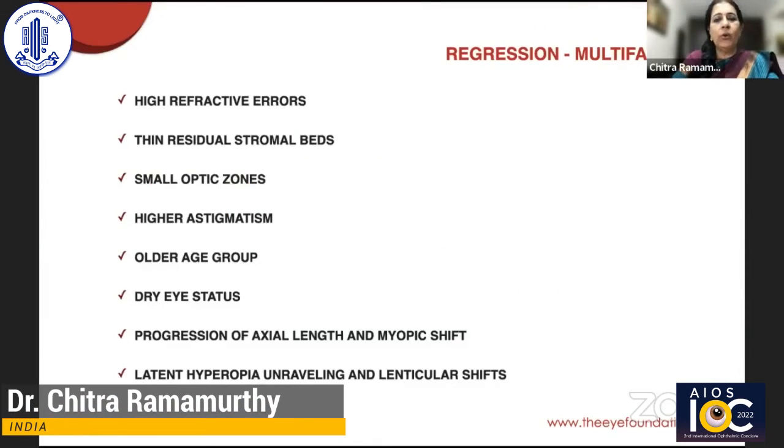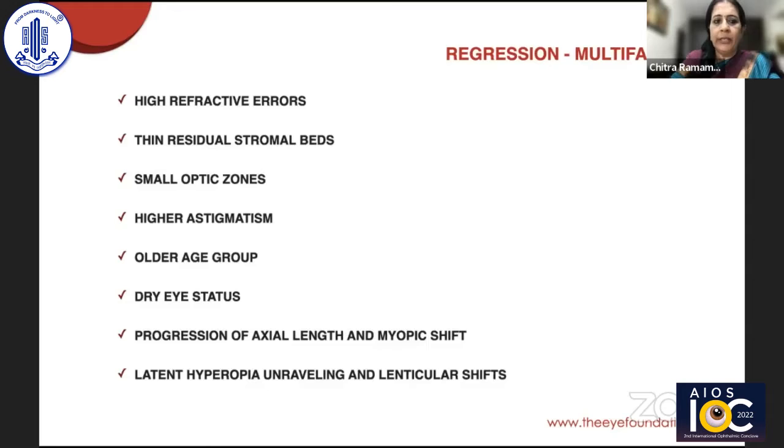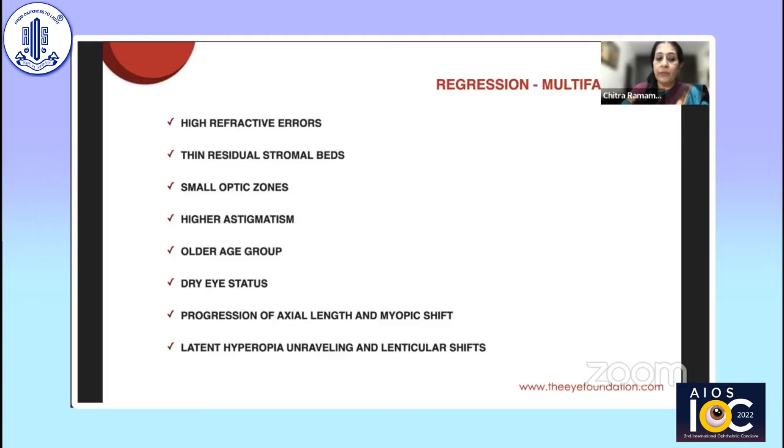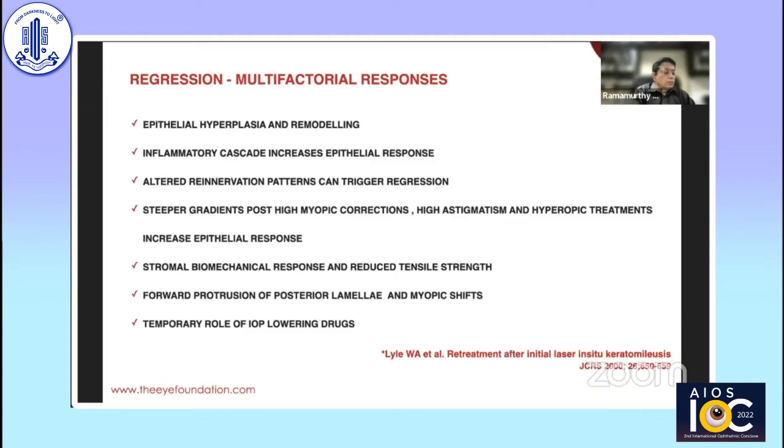So when we talk of regression, we need to realize that it's multifactorial. It could be a high refractive error. It could be a thin residual stromal bed. It could be eyes where you have erroneously used a small optic zone, a high astigmatism, older age group. If these are associated with dry eye status, some of those eyes with progression of axial length and a myopic shift, and about the latent hyperopia unraveling, which has been discussed here.